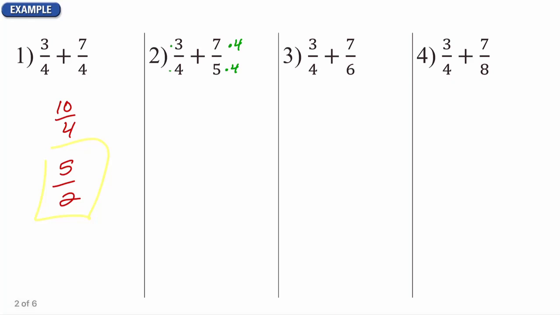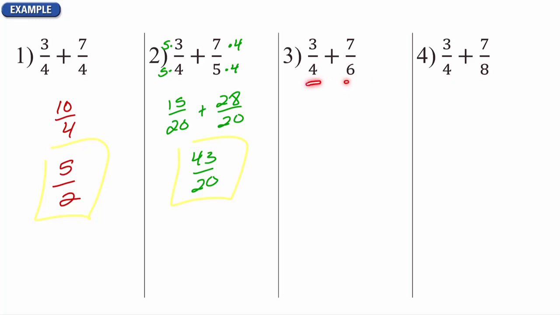So then the 4 needs to be multiplied by a 5, which means the 3 also needs to be multiplied by 5. So we say we're going to multiply by 5 over 5. So that's going to give us 15 over 20 plus 28 over 20, which is going to be 43 over 20.